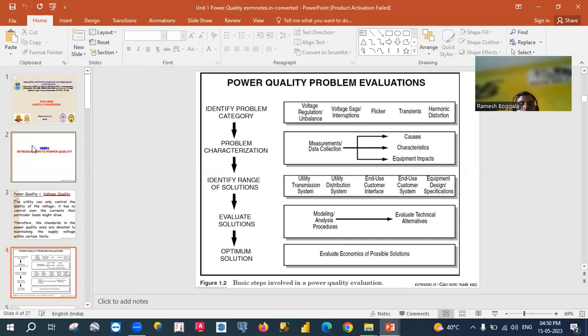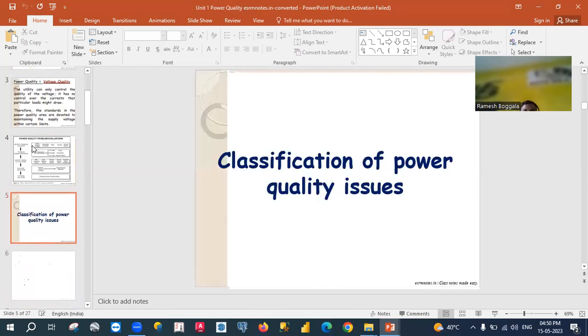Next, the fourth step, evaluate the solution. By applying the modeling analysis procedure, evaluate the technical alternatives. Finally, the optimum solution has to be applied, which evaluates the economics of possible solutions.